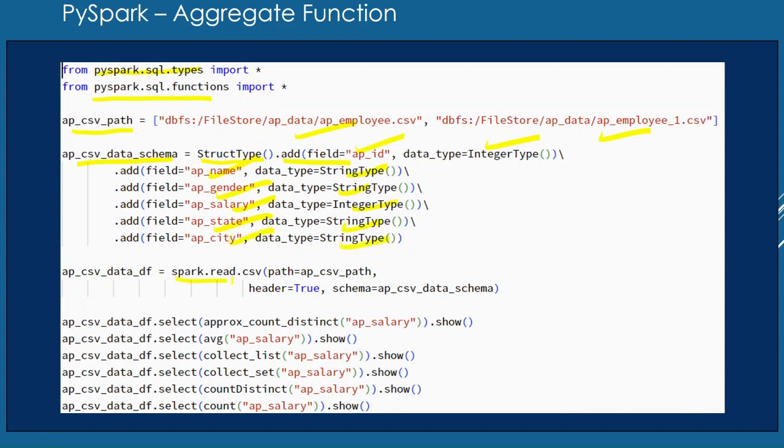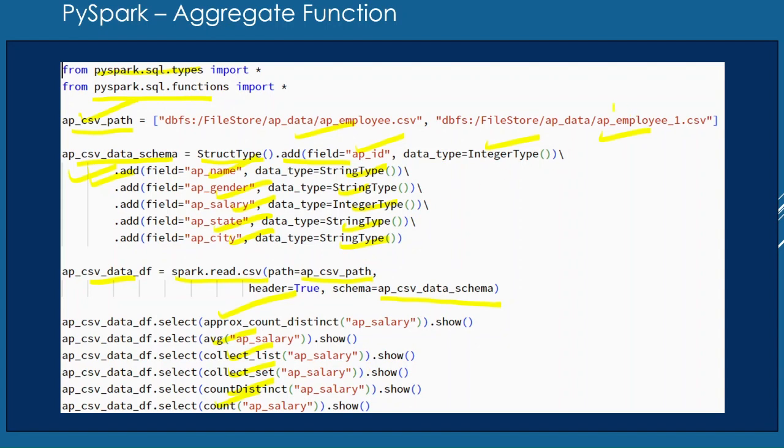With the help of the spark.read.csv function, we are going to read all the CSVs which are present in this list variable which we have created here. It has the addresses of the CSV files which we are going to read, and we are reading with the help of this custom schema which we have defined here. It has 6 columns. Once this data frame gets created, we are going to apply different types of aggregate functions. We will apply approx_count_distinct, average, collect_list, collect_set, countDistinct, and count. We'll see in detail how they work in PySpark.